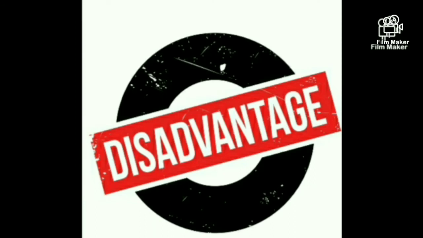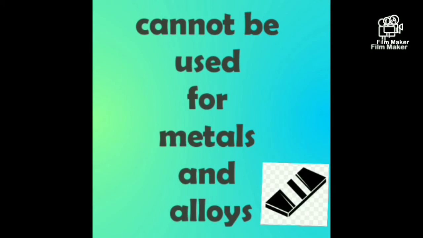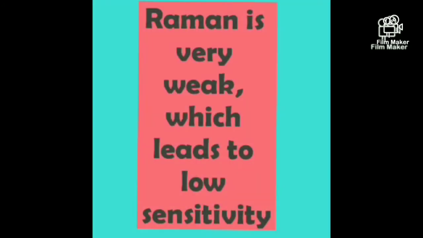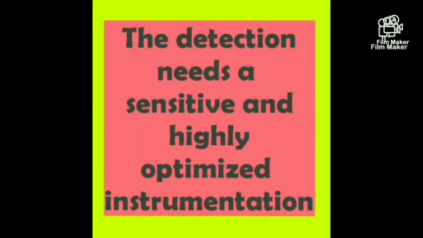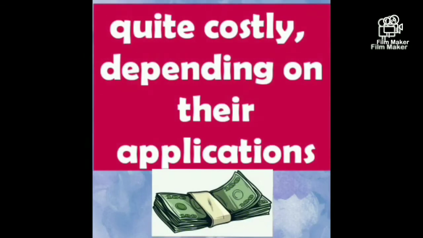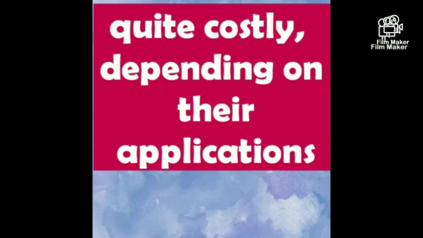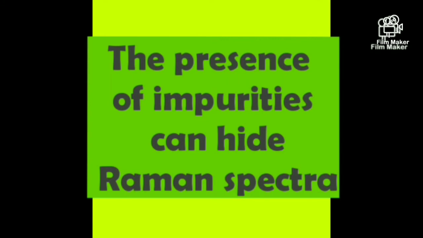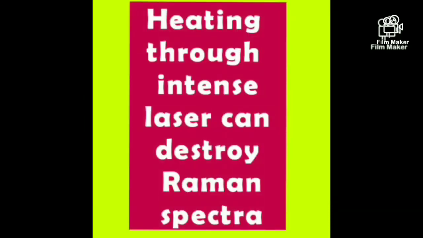So next we proceed to the disadvantages of laser Raman spectroscopy. Laser Raman cannot be used for metals and alloys. Raman scattering is very weak, which leads to low sensitivity. The detection needs sensitive and highly optimized instrumentation. Laser Raman is quite costly depending on the application. The presence of impurities can hide Raman spectra. Next, heating through an intense laser can destroy the sample.